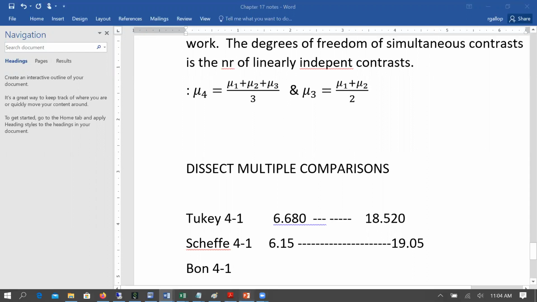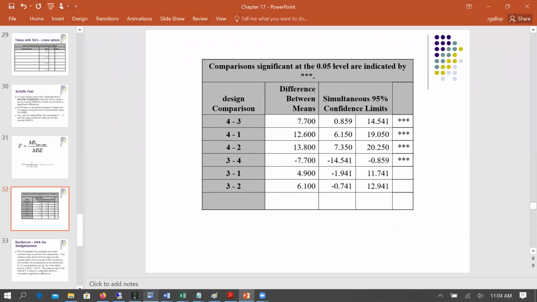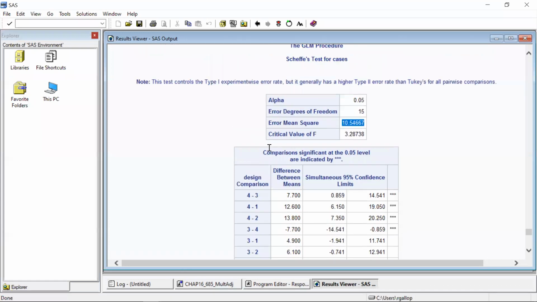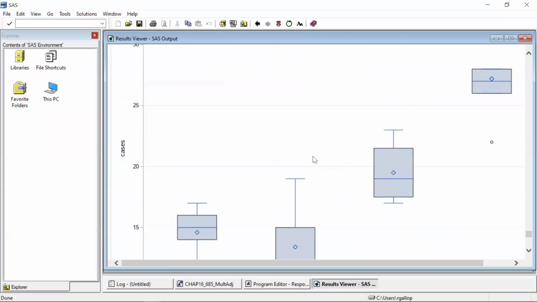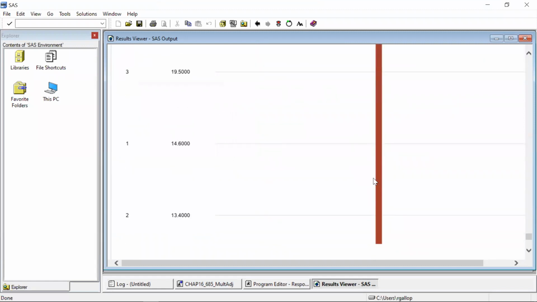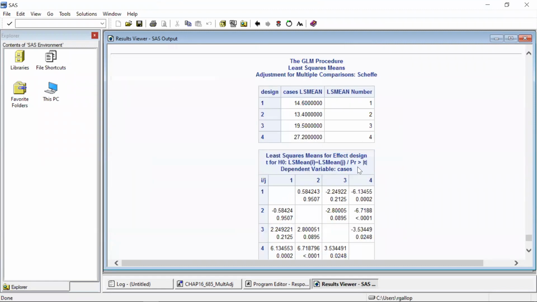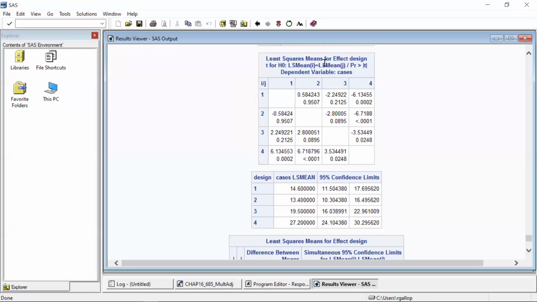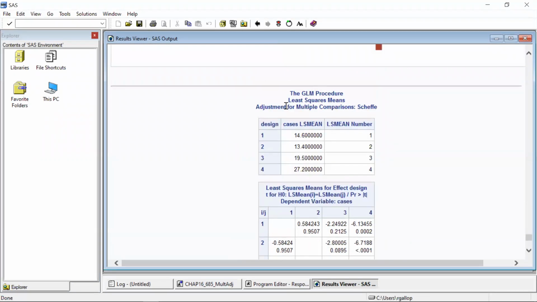Again, I apologize for my typos to you guys. But let's go ahead and look at the rest of the SAS output. This is from the means statement. The means with the lines gives us this color code. You guys may be seeing letters. Again, this is from the LS means adjustment multiple comparison Scheffé.